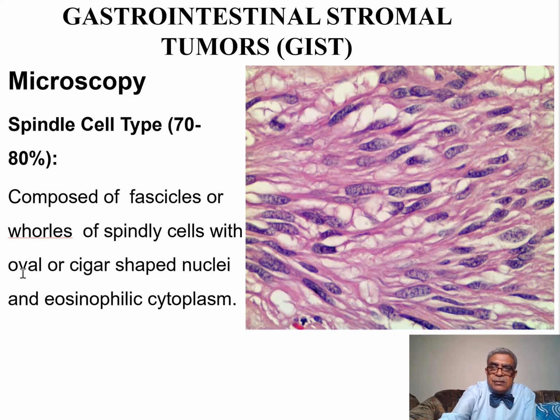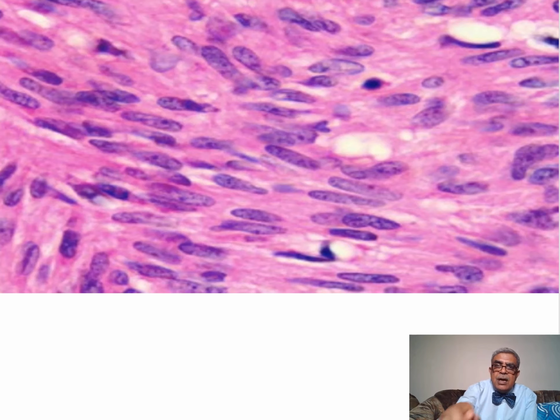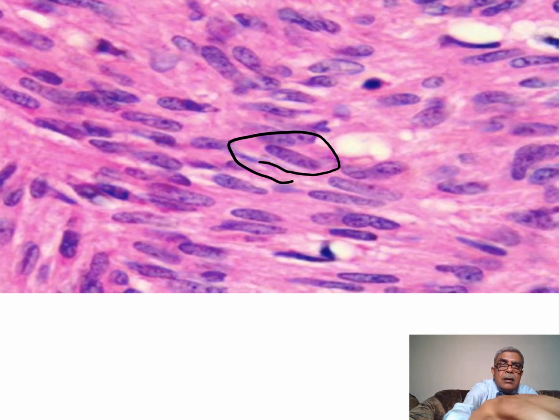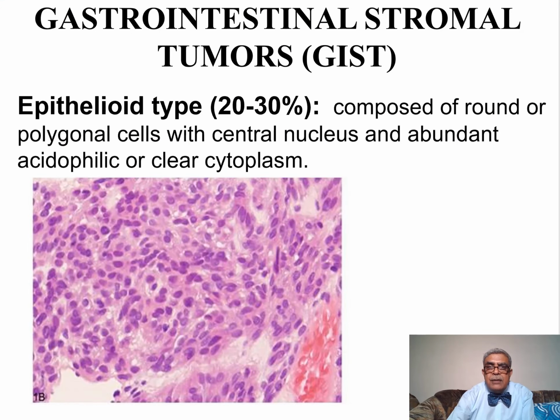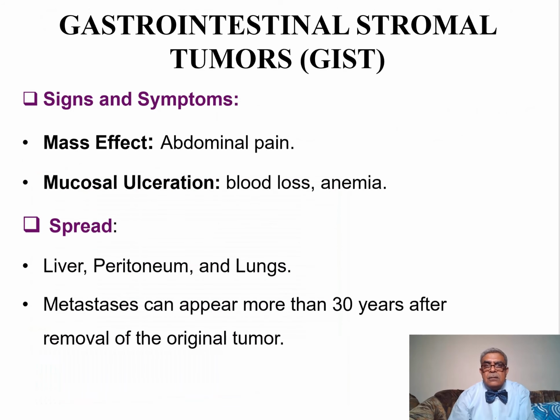You can appreciate here that they are composed of fascicles or whorls of spindly cells with oval or cigar-shaped nuclei and eosinophilic cytoplasm, which is shown here. In the high power view, you can appreciate the cigar-shaped nuclei and eosinophilic cytoplasm. Then the epithelioid type, 20 to 30%, is composed of round or polygonal cells with a central nucleus and abundant acidophilic or clear cytoplasm.